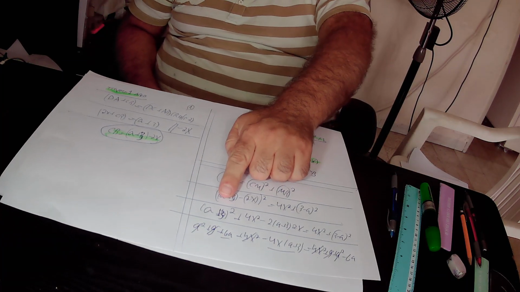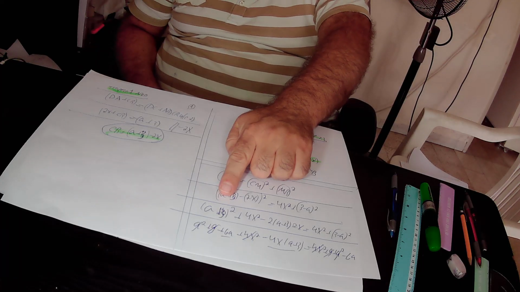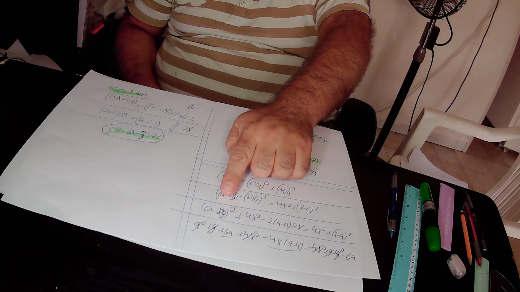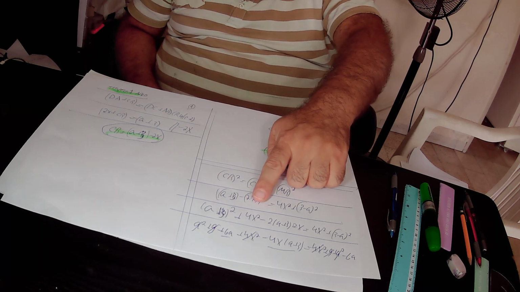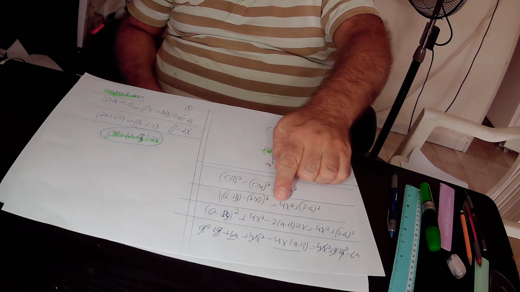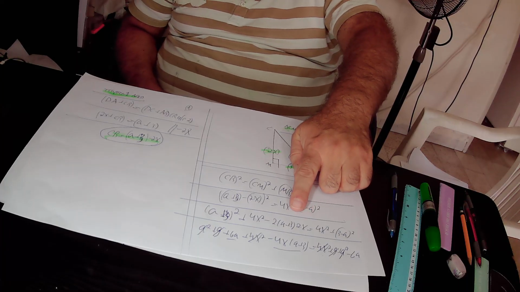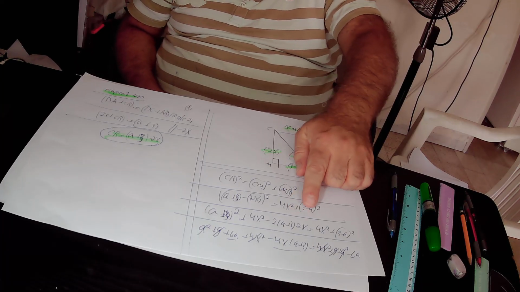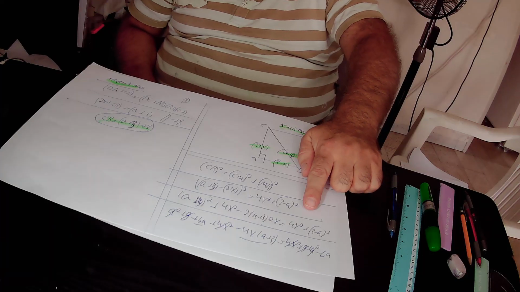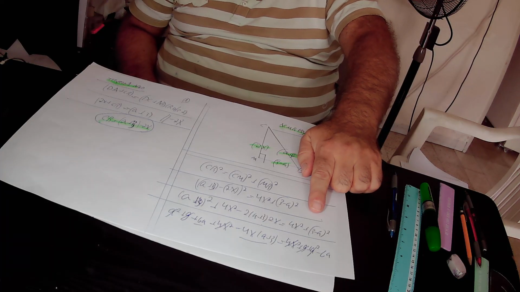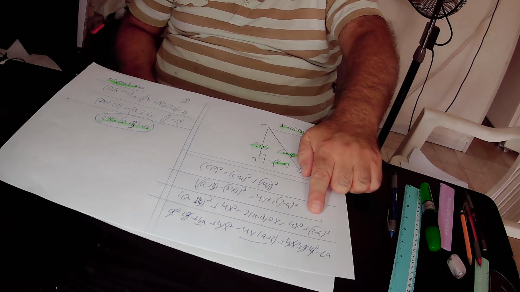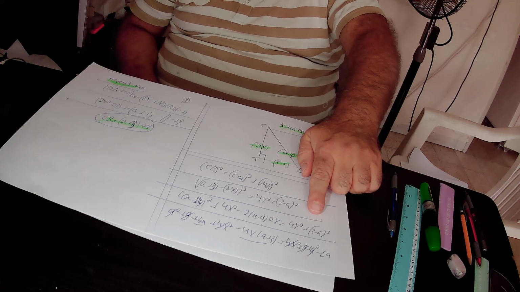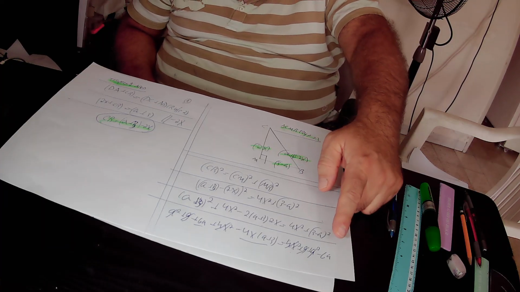We open the brackets of this expression. (a plus 3) squared equals a squared plus 3 squared, that is 9, plus 2 times a times 3, that is 6a, and we also have plus 4x squared, minus 2 times 2x, that is minus 4x, times (a plus 3), and it equals 4x squared plus (3 minus a) squared. (3 minus a) squared equals 3 squared, that is 9, plus a squared, minus 2 times 3 times a, that is minus 6a.